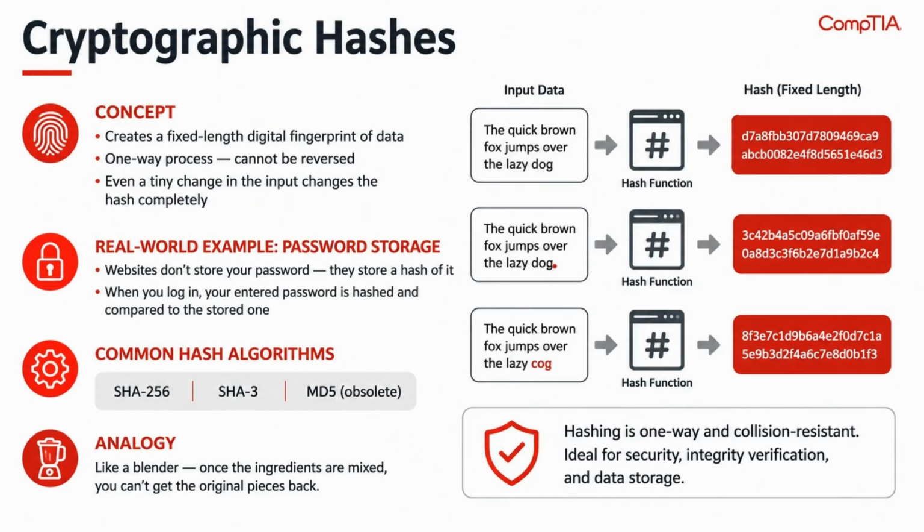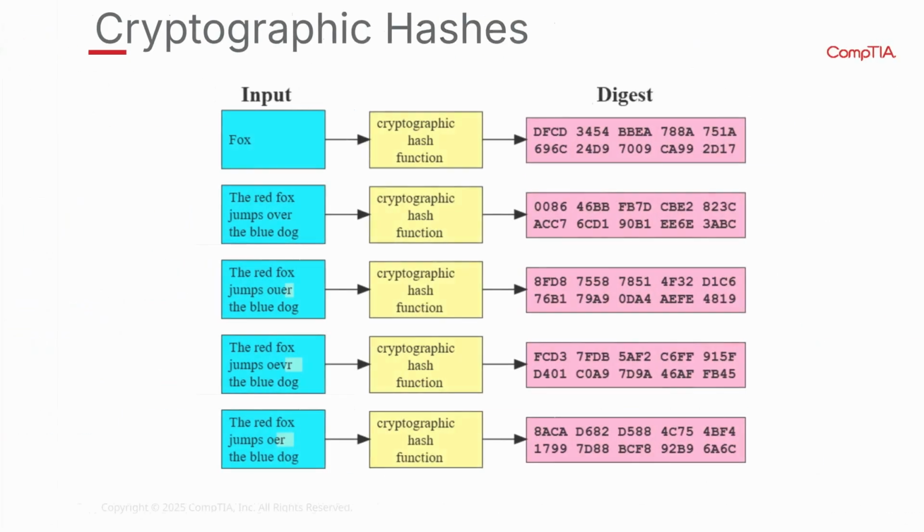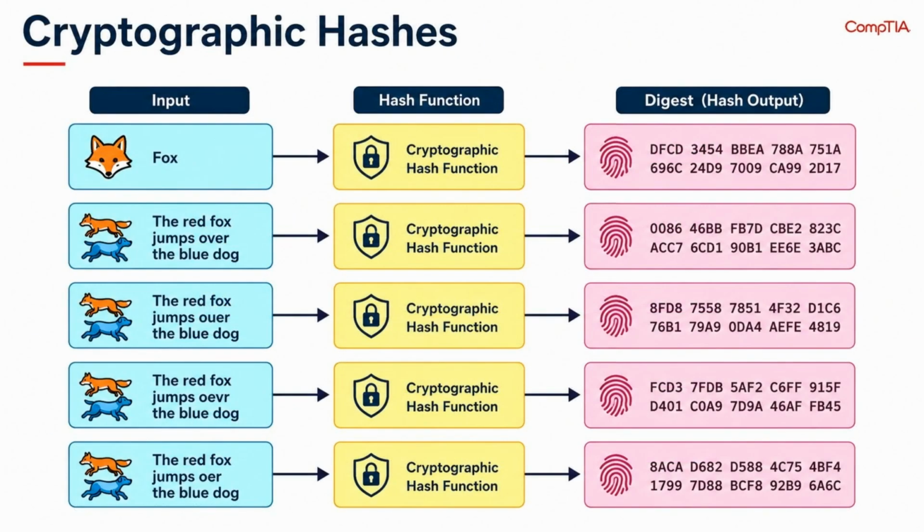Cryptographic hashes create a unique, fixed-length digital fingerprint of data. This one-way process cannot be reversed, and any change to the input will change the resulting hash completely. This diagram illustrates the hashing process. Data is fed into a function, such as SHA-2, which produces a distinct output, verifying data integrity. As shown here, the hash acts like a digital fingerprint. Even the slightest alteration to the input results in a completely different hash output, which is ideal for verifying file integrity.